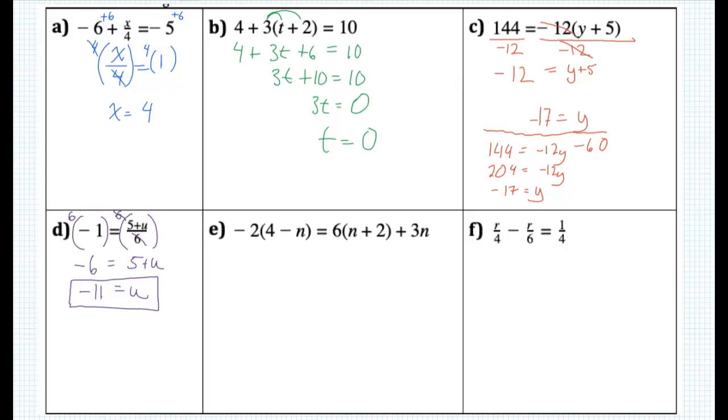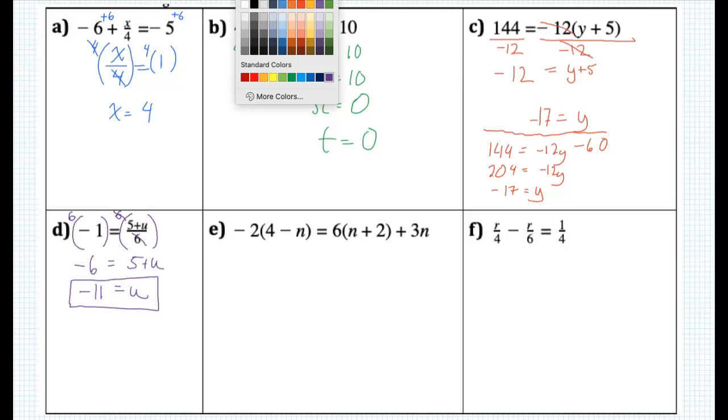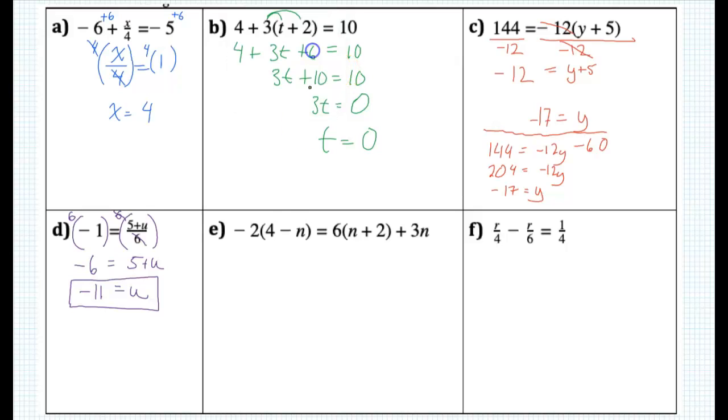All right, got a couple more here. Choosing my color. Let's see. Let's go with brown. All right.